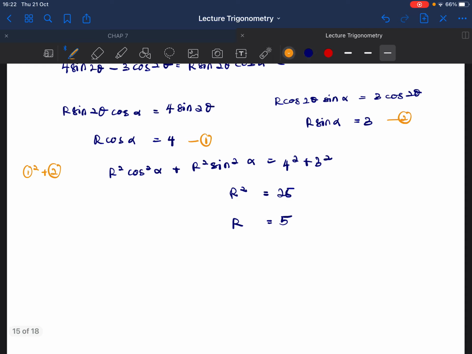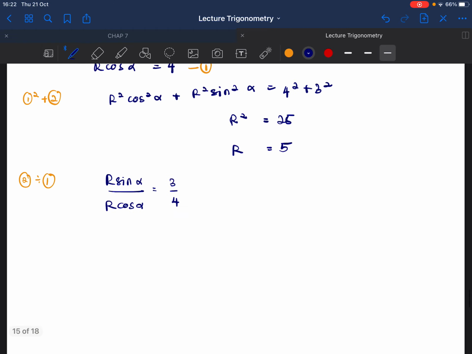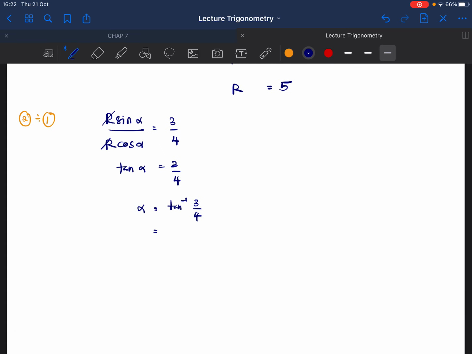We are going to find our alpha pula, which is to find alpha, 2 divided by 1. Okay, but make sure your equation 2 tu mesti sin. Sebab kita nak dapatkan tangent. So, dia kena sin over cos. So, here we will have r sin alpha over r cos alpha. Here we will have 3 over 4. Okay, cancel out r. Here will be tangent alpha equals to 3 over 4. And then we are going to get alpha is equals to inverse tangent 3 over 4, which is kita dapat berapa? 36.87.